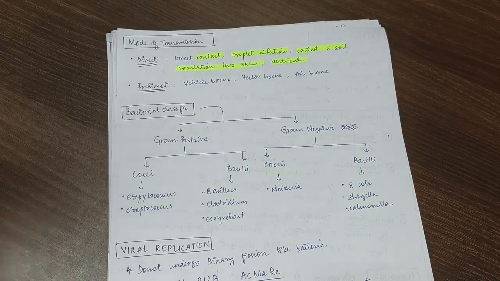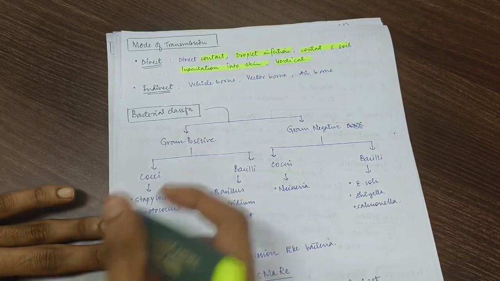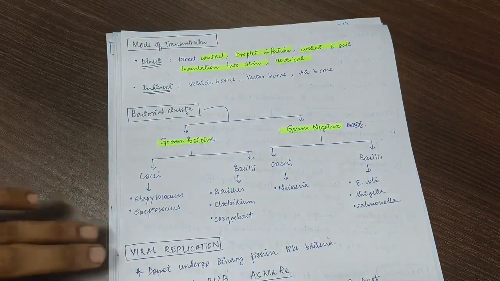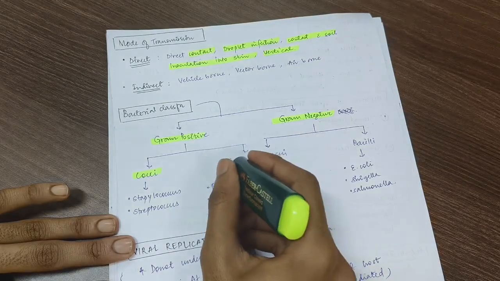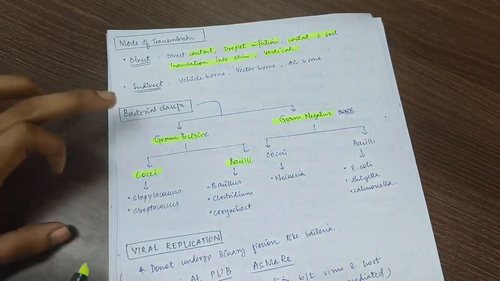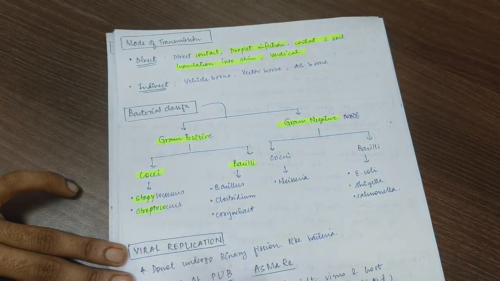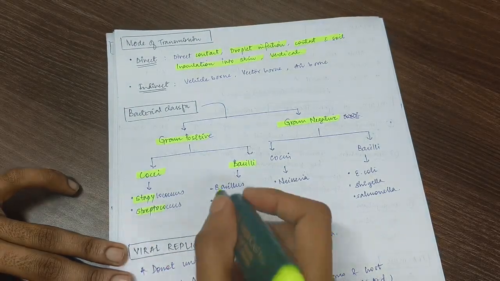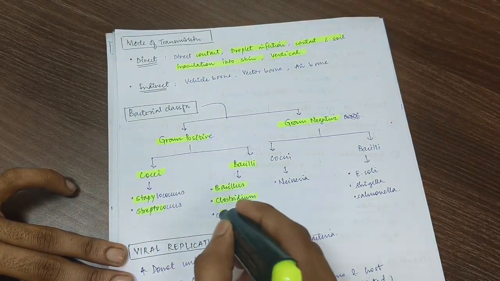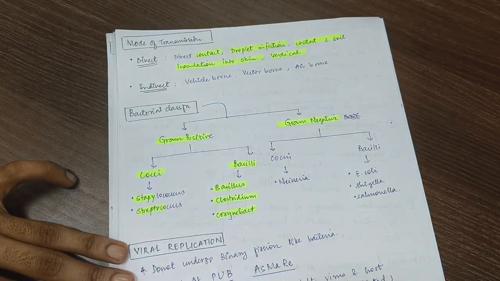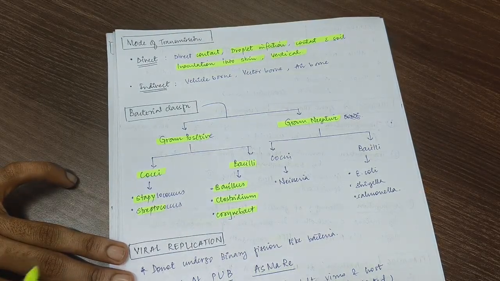Coming to the bacterial classification. In the bacterial classification, one is gram positive, the other is gram negative. Gram positive cocci, gram positive bacilli. In the gram positive cocci, it is staphylococcus and streptococcus. Then in the gram positive bacilli, that is bacillus, clostridium and corynebacterium. These are the things. Then coming to the gram negative cocci and bacilli.